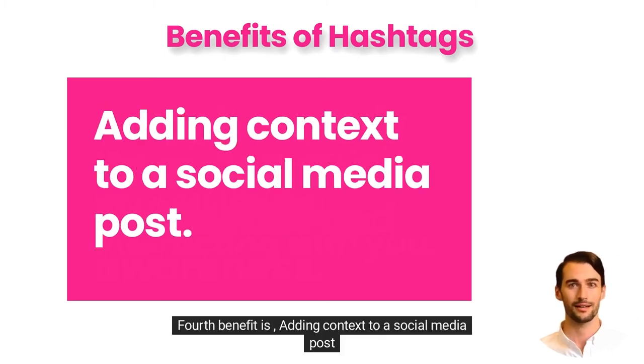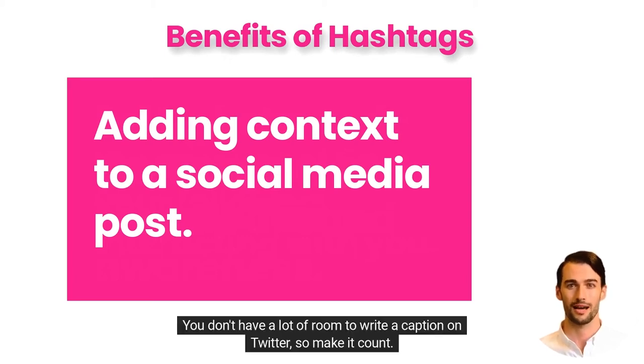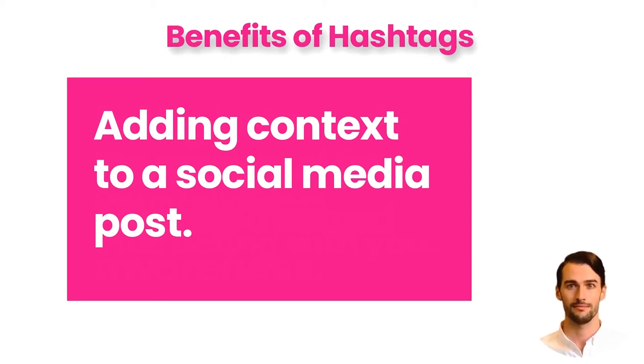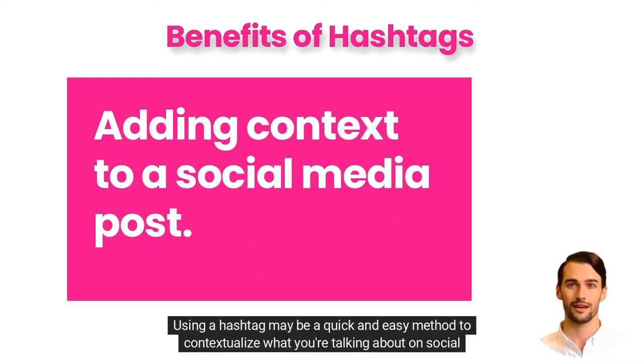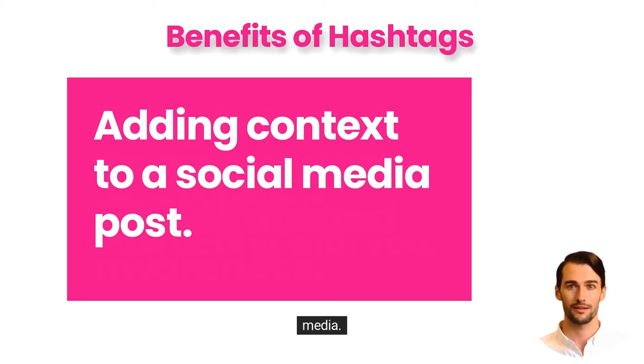Fourth benefit is adding context to a social media post. You don't have a lot of room to write a caption on Twitter, so make it count. You have a total of 280 characters to be precise. Using a hashtag may be a quick and easy method to contextualize what you're talking about on social media.